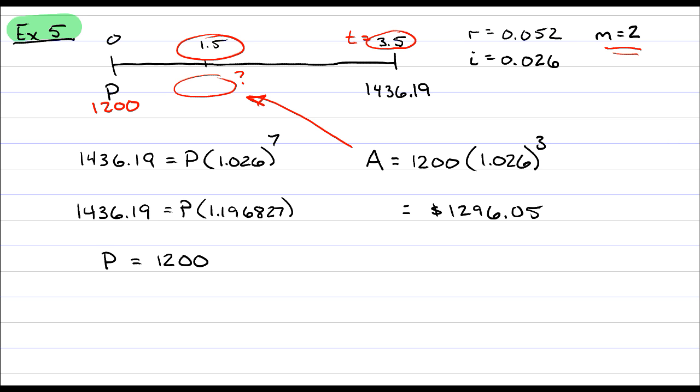So there are actually other ways of doing this problem, but this is probably the most straightforward. So basically what you do is you start by using the value at t equals 3.5, pull back to figure out the value at t equals 0. In other words, you find the initial principal, and then you move forward to find the value of the account 1.5 years later.